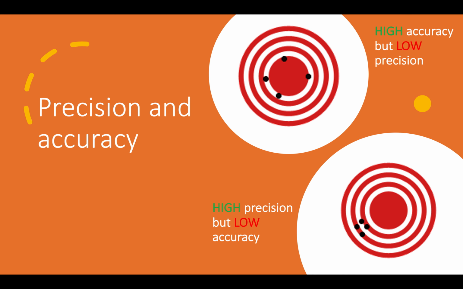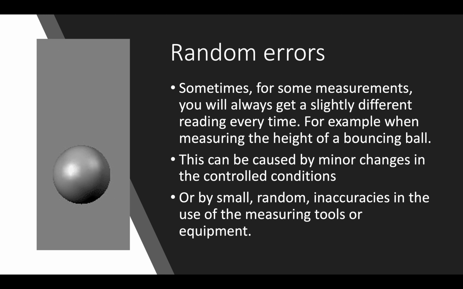and it's much harder to see. So high accuracy and low precision on the top there, high precision but low accuracy at the bottom. So why aren't you always going to hit the same spot on that target every time? Why are your measurements going to vary? Well, random error is the most likely cause.